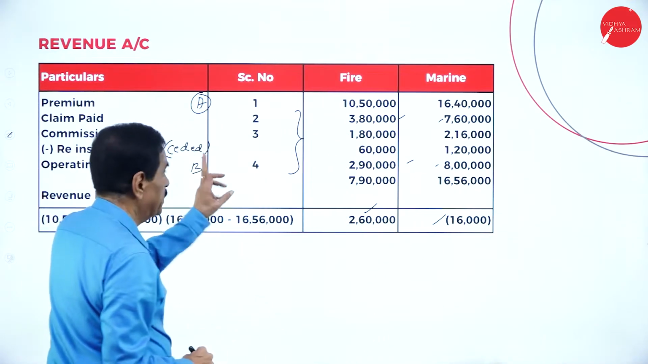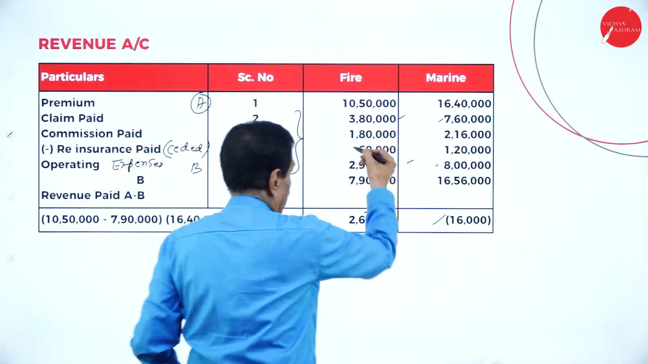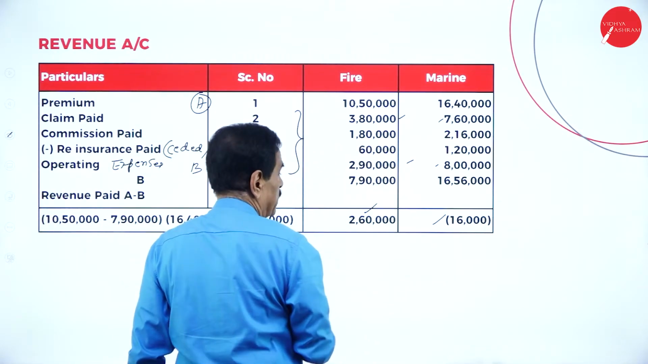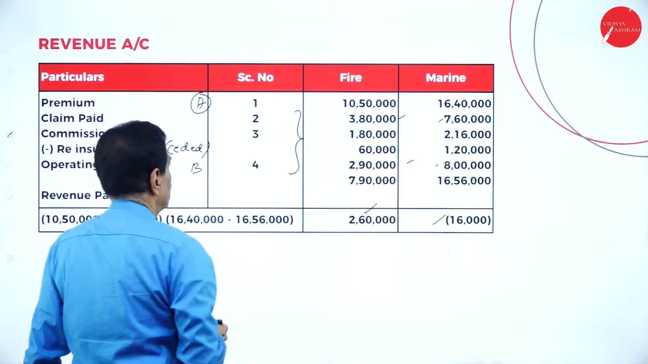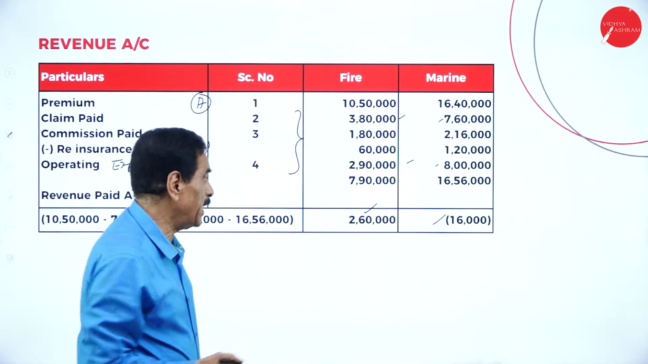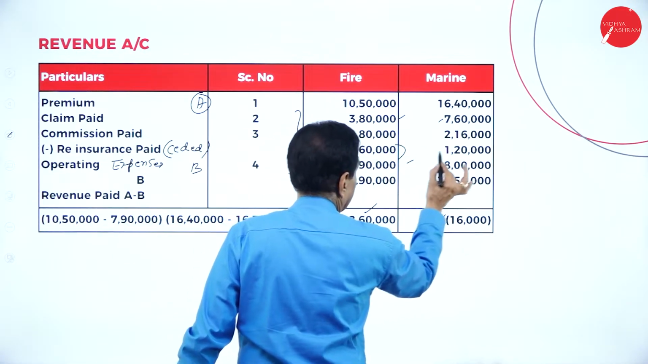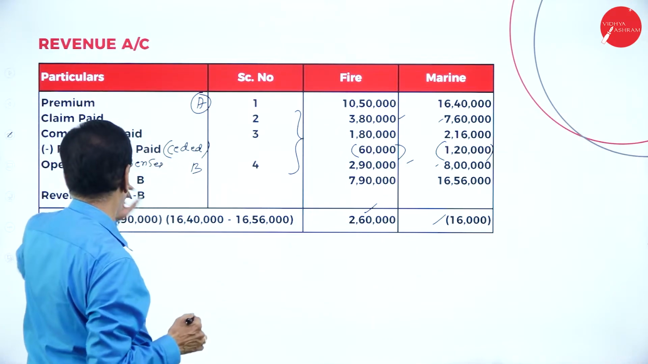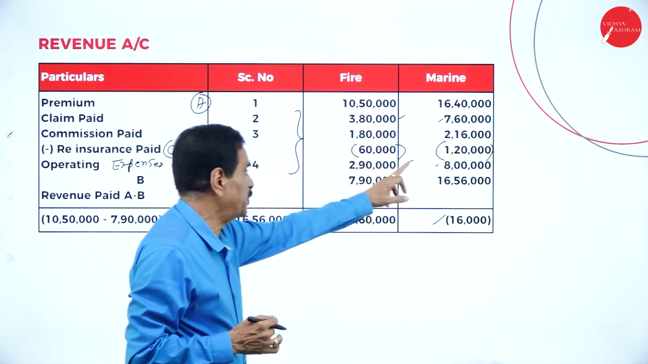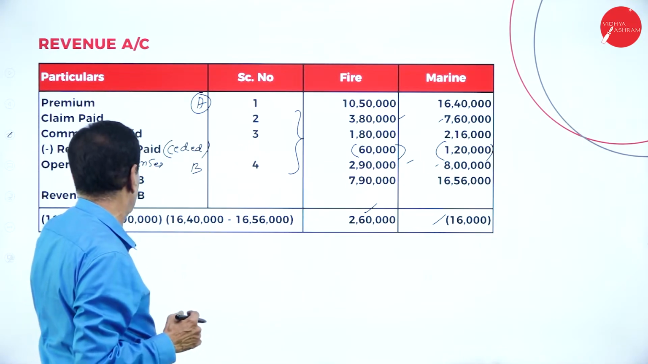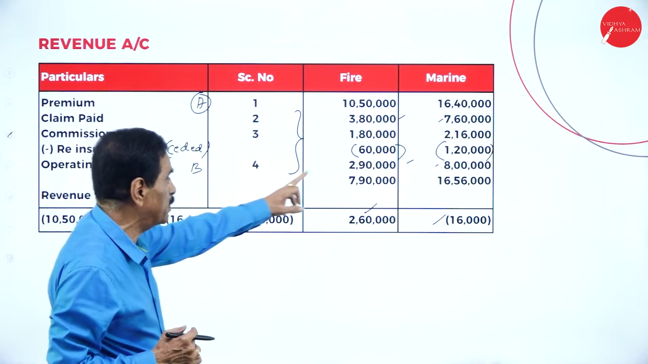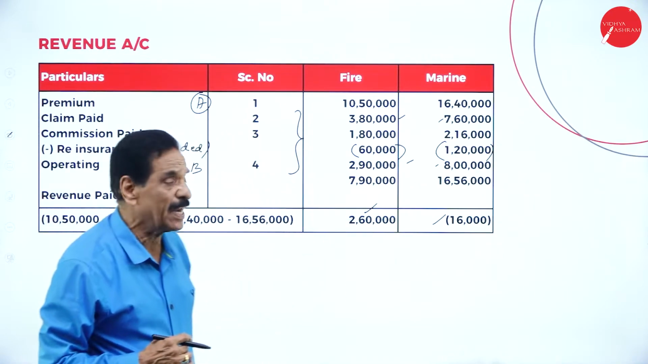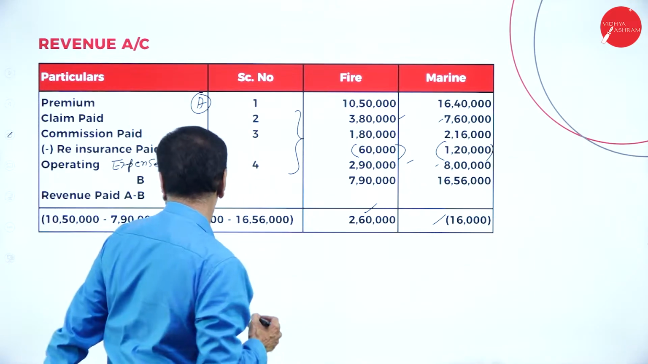Now the reinsurance ceded. This was already received; we got this 1 lakh 60,000 ceded. So accepted should be added, ceded should be deducted. Commission paid minus reinsurance ceded, 60,000 minus 1 lakh 60,000. Operating expenses, management expense 2 lakh 90,000, 8 lakh. So total 7 lakh 90,000.